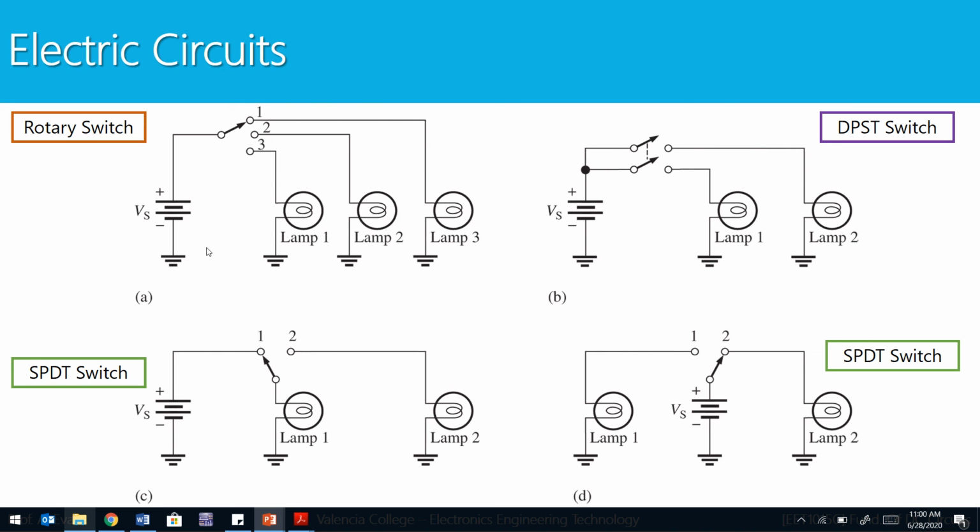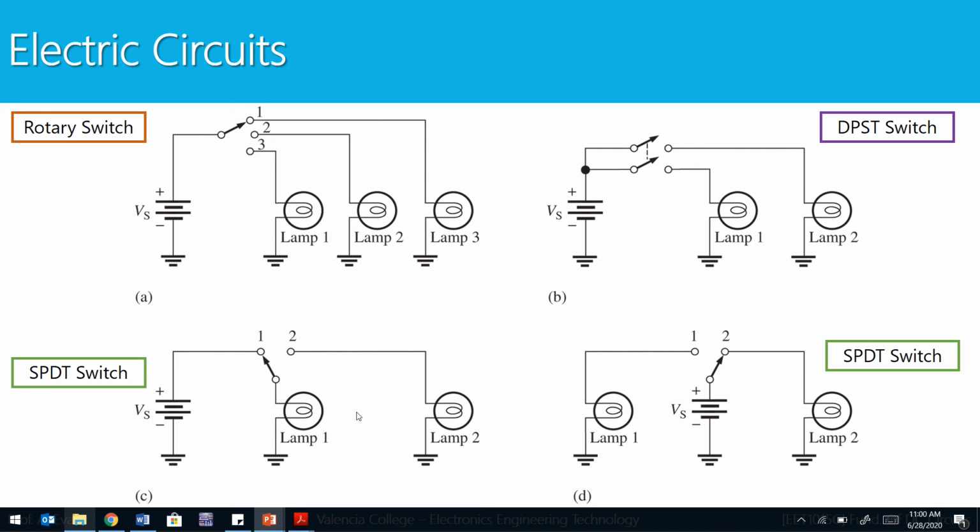On the bottom, we have what's called a single pole dual throw switch, where we have one of 2 options. The switch will either be connected to point 1 or connected to point 2, and current will be controlled by the connection of this switch. So we can see that when the switch is in point 1, current will flow through lamp 1. When the switch is connected to point 2, current will flow through lamp 2.